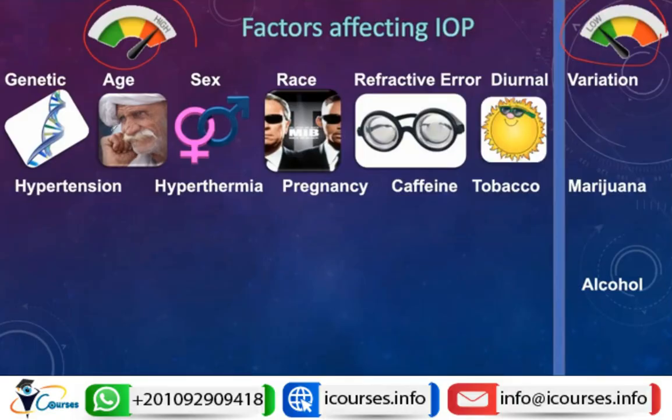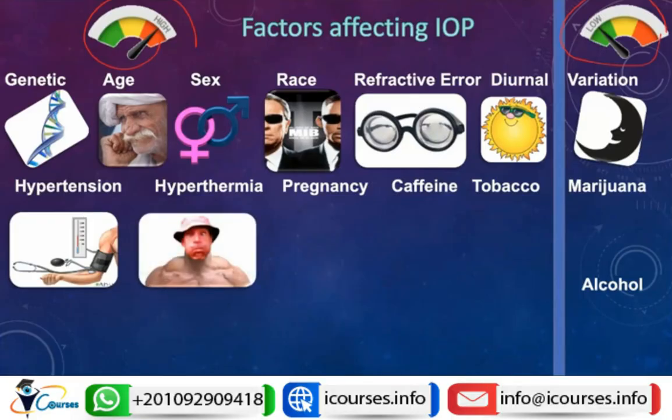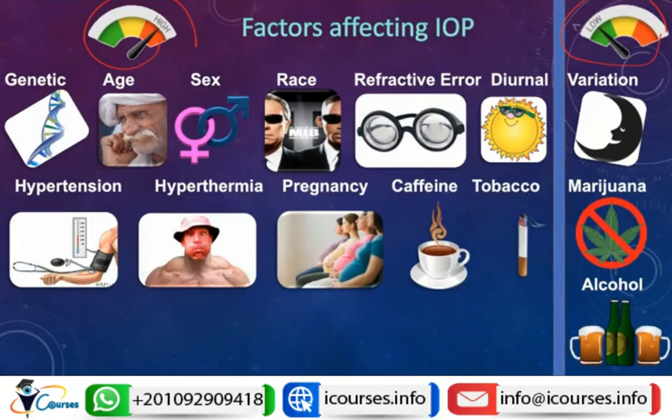Diurnal variation, so it will increase in the day and decrease at night. Hypertension has also been correlated with a rise of the intraocular pressure. Hypothermia can also increase the intraocular pressure. The pregnancy as well. Caffeine and tobacco can increase the intraocular pressure. But on the other hand, marijuana and alcohol will cause a decrease of the intraocular pressure.